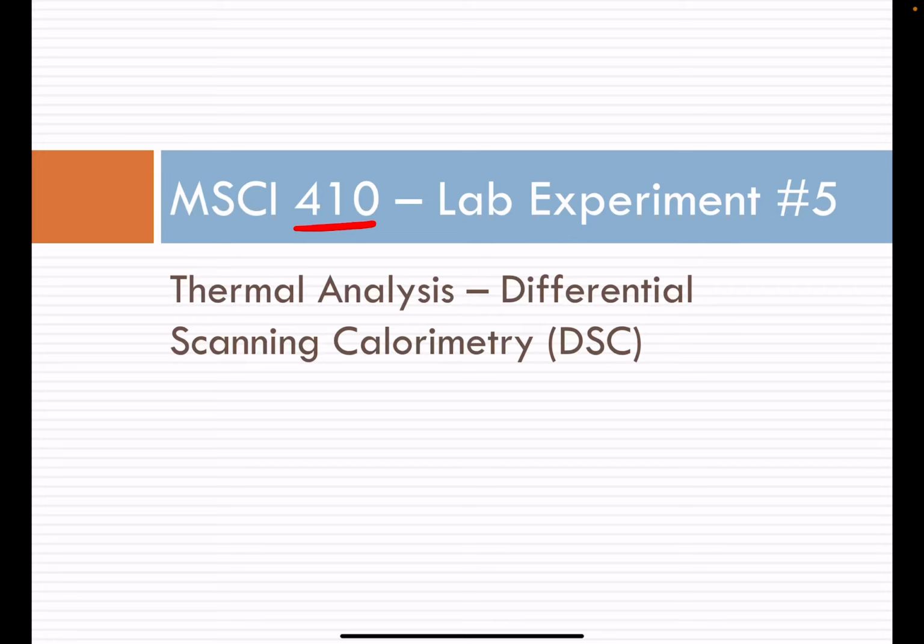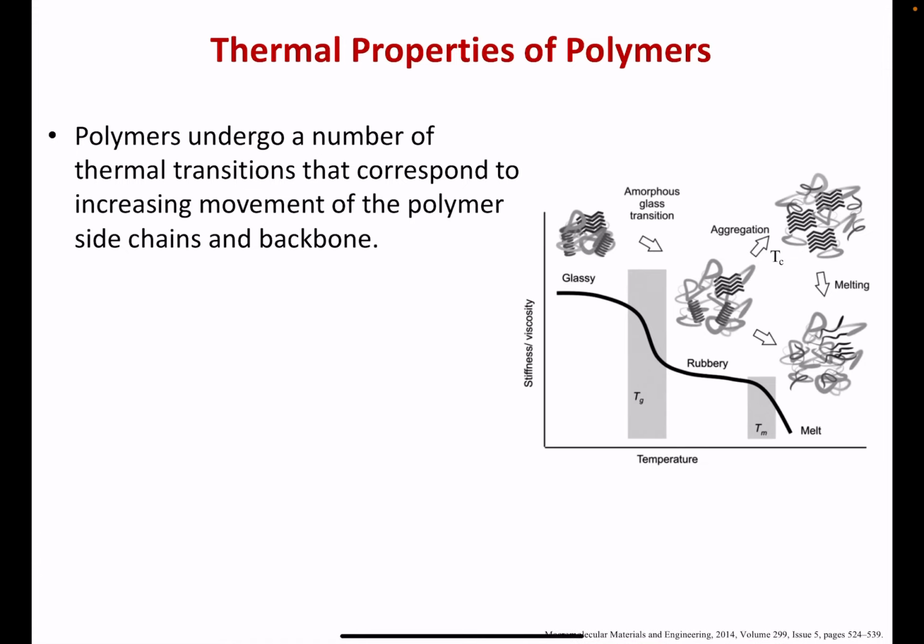This is lab experiment number 5 in Material Science 410, Spring 21, where we'll look at the fundamentals and ideas for this lab and for differential scanning calorimetry, DSC. So DSC gives us the tool needed to characterize the thermal property of polymers. As you may or may not know, polymers undergo a number of thermal transitions that correspond to increasing movement in the polymer side chains and backbone.